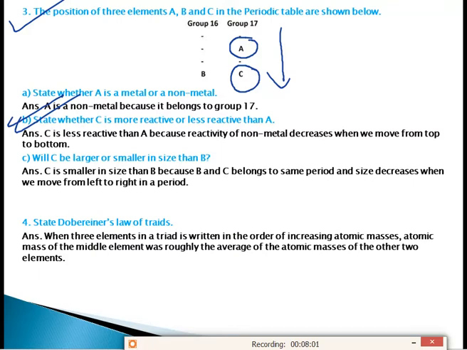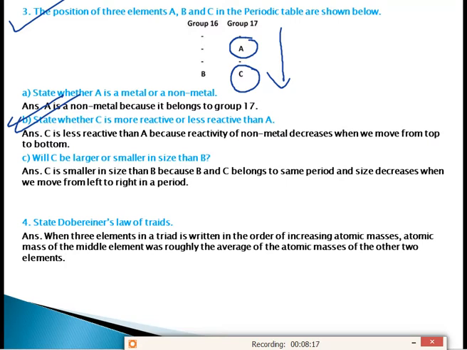Moreover, you should also know that group number 1 elements are called alkali metals. Group number 2 elements are called alkaline earth metals. Group number 17 are called halogens. Group number 18 elements are called inert gases. Those things you should remember.